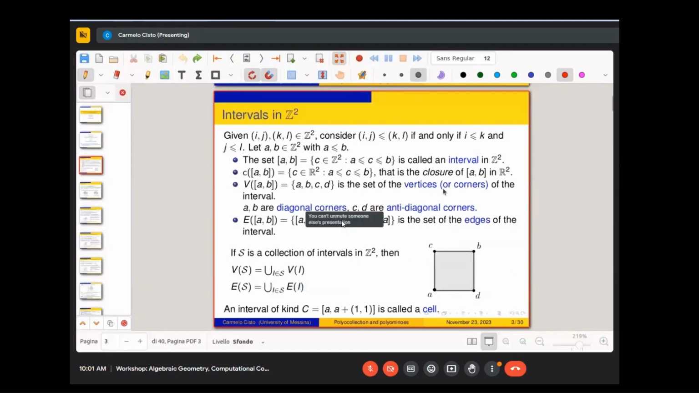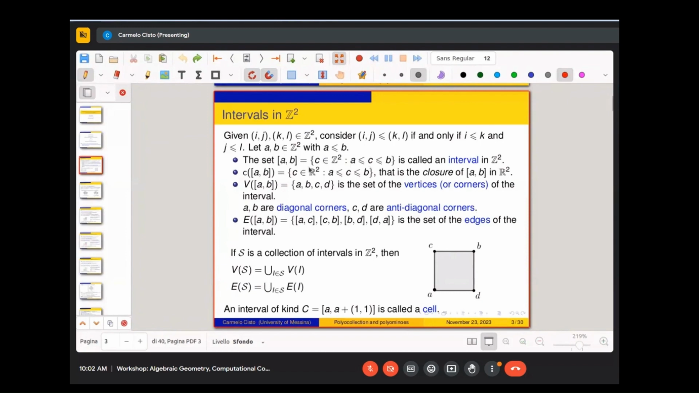So I start introducing some preliminaries. First of all, we consider the set of integer points in the plane, Z square. We consider the natural partial order on Z square. We define the standard definition of intervals: the interval AB is the set of integer lattice points bounded by A and B with respect to the natural partial order.